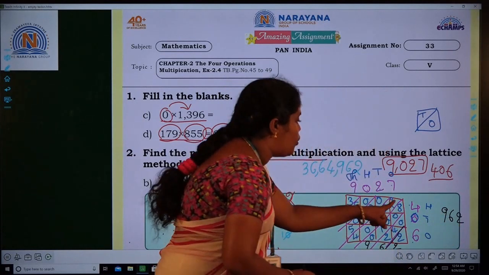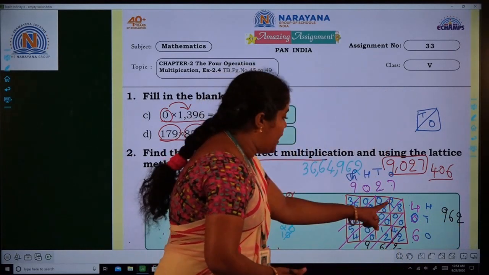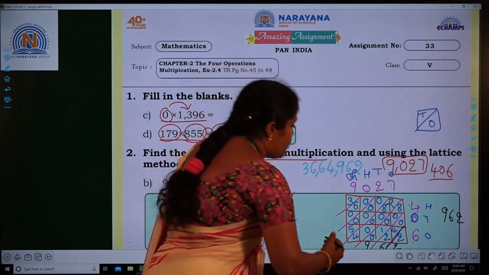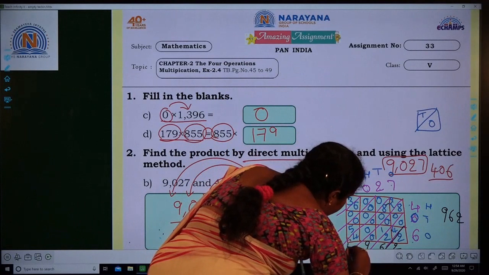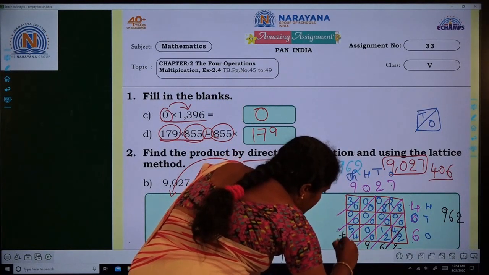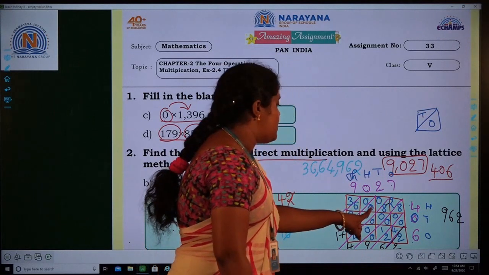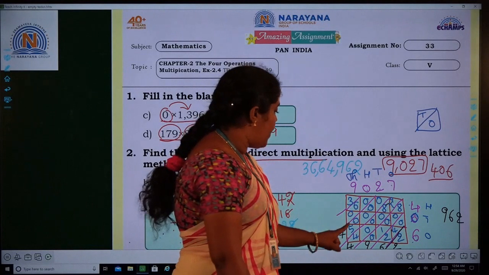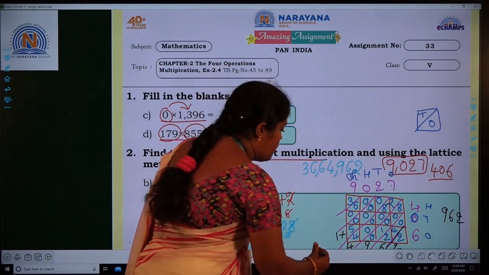Next, moving on to 2 plus 8. 2 plus 8 is 10 and 10 plus 4. 10 plus 4 is 14. Write 4 here and 1 is carried over to next diagonal line. Next we have to count 0 plus 0. Again here all zeros are there. 0 and 0 plus 5, 5 and 5 plus 1. We get the answer 6.